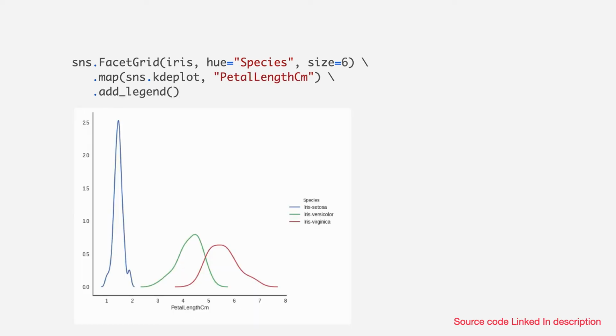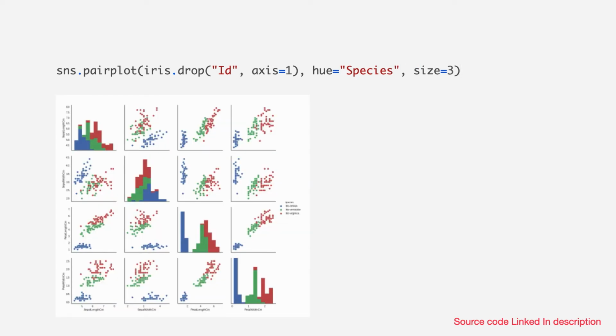A final Seaborn plot useful for looking at univariate relations is the KDE plot, which creates and visualizes a kernel density estimate of the underlying feature. Another useful Seaborn plot is the pair plot, which shows the bivariate relation between each pair of features. From the pair plot, we'll see that the Iris setosa species is separated from the other 2 across all feature combinations.